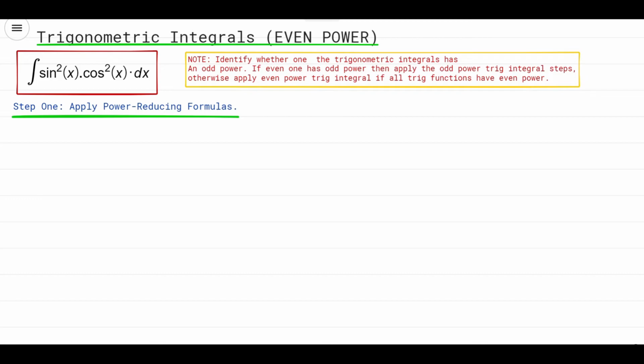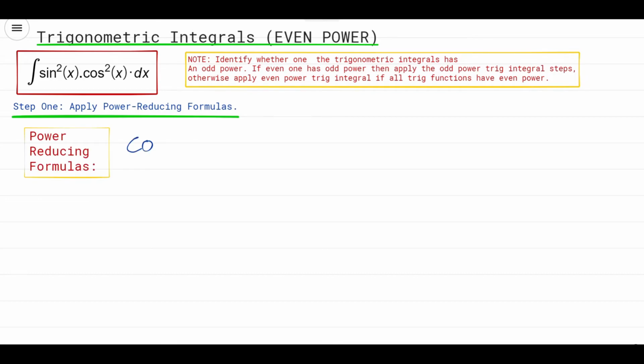Otherwise, if they're all even powers, then we apply even power properties. In this case, notice that sine squared times cosine squared, they're all even powers. So we're going to go ahead and apply all even power properties. So now let's apply the power reducing formulas since it's all even powers.